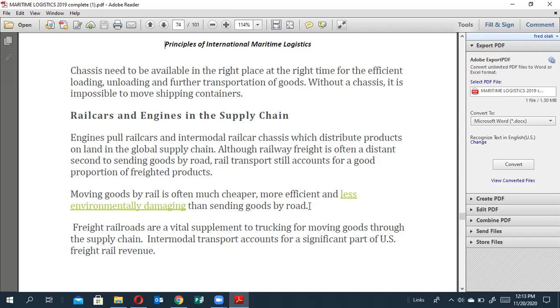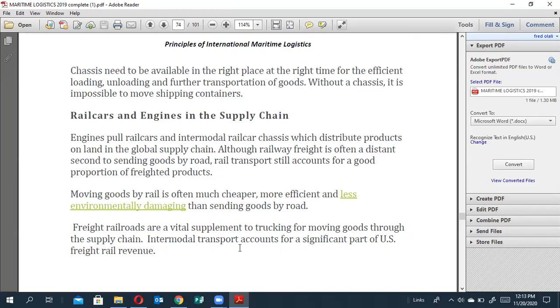So you see that is helping in a number of ways in that it replaces close to 120 trucks, and if you look at it from another perspective, it is also helping in maintaining our roads. It is also helping in reducing congestion on the roads in the long run. Moving goods by rail is often much cheaper, more efficient, and less environmentally damaging than sending goods by road. So freight railroads are a vital supplement to trucking for moving goods through the supply chain.